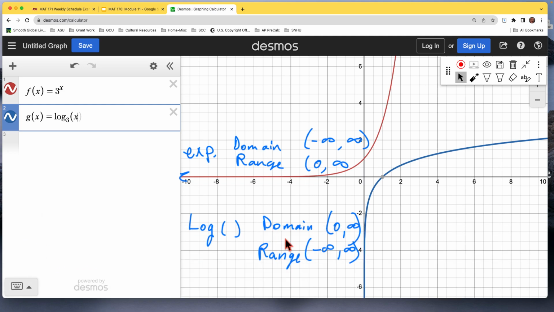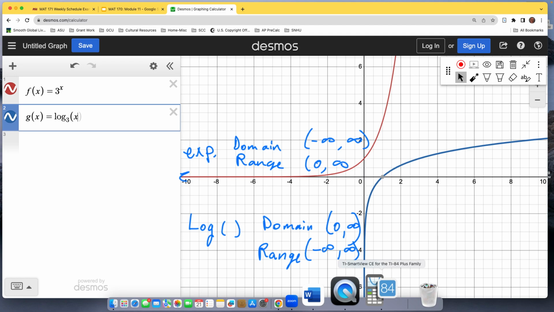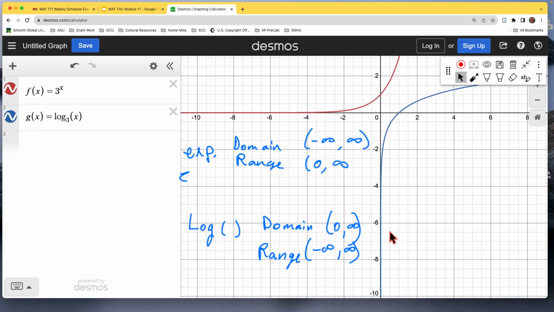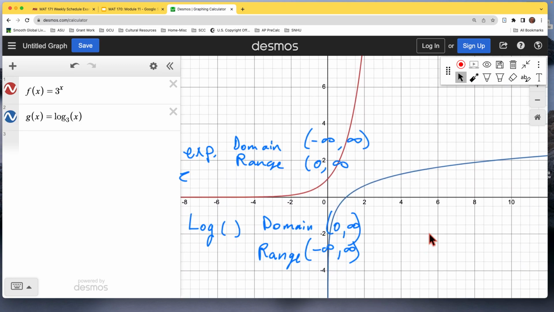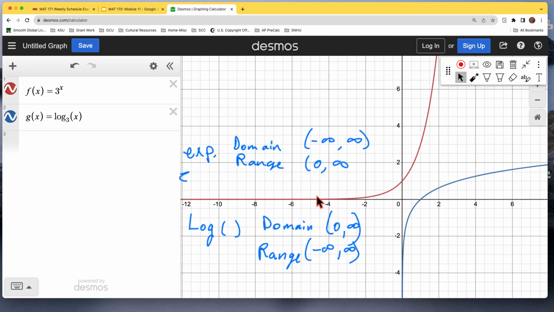Now this blue logarithm function, we don't see any negative x's, right? We see it coming like an asymptote right up to x equals 0. So we can kind of see that domain. It's not equal to 0, but it goes that way and goes to infinity. We also see the range. It's shooting down to negative infinity, and it's a slow growing function, but it will get to positive infinity as well. So those domains and ranges work.